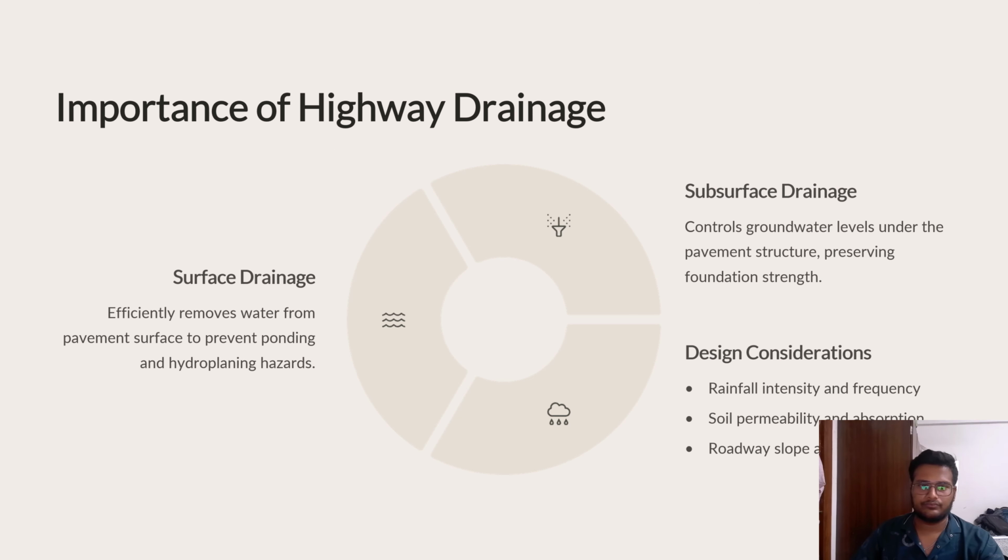Importance of drainage. One crucial factor often overlooked is drainage. Surface drainage ensures water doesn't accumulate and cause accidents on the road. Then the other one is subsurface drainage. Subsurface drainage keeps the base layer dry and prevents weakening of the foundation, preserving foundation strength. Proper drainage design considers rainfall, soil type, and road geometry. Ignoring drainage can lead to accelerated failure even if the pavement material is perfect.